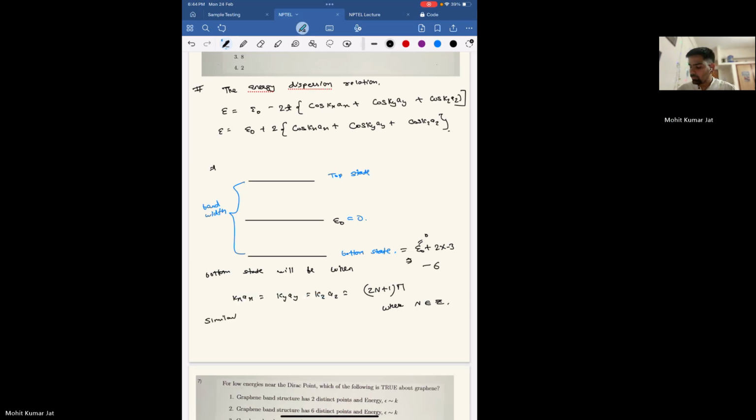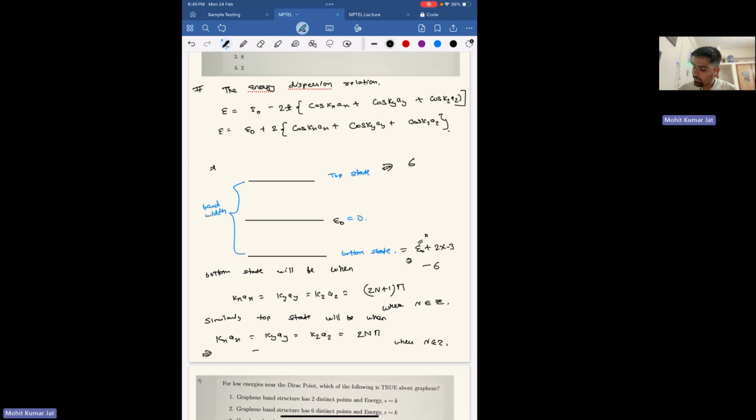Similarly, top state will be when kx ax equals ky ay equals kz az equals 2n pi. Here n belongs to integer. So the energy for this one will be 6.